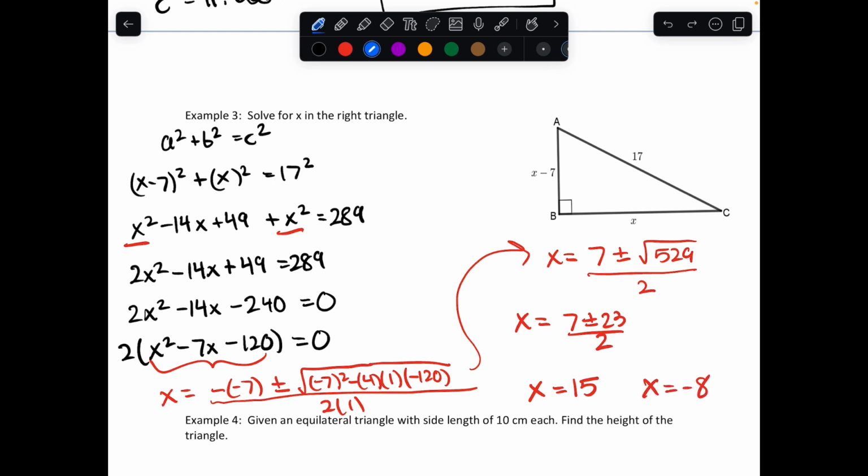So now we need to figure out which one of these is the right x value. Well, let's try to think of it in the context of the problem. What am I looking for? I'm looking for the length of a side. Does it make sense to have a negative length? Well, no. So I know that it can't be this negative one. So the only option is that it's going to be equal to 15. So we get that x is equal to 15. And hence, this side would be 15, and this side right here would be 15 minus 7, which would be 8.